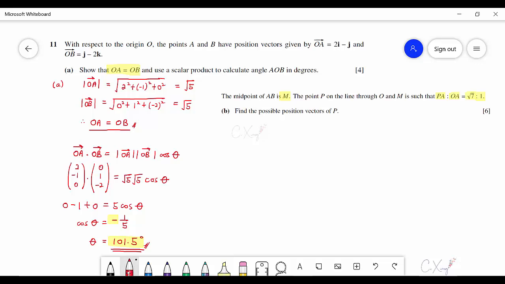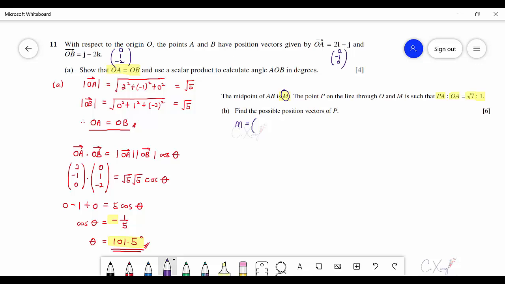All right, so first of all, you can see that N is the midpoint of AB. So maybe you can try to find out the midpoint first. To find it, I'm using the coordinate geometry method. So OA is 2, -1, 0, right? And then OB is 0, 1, -2.